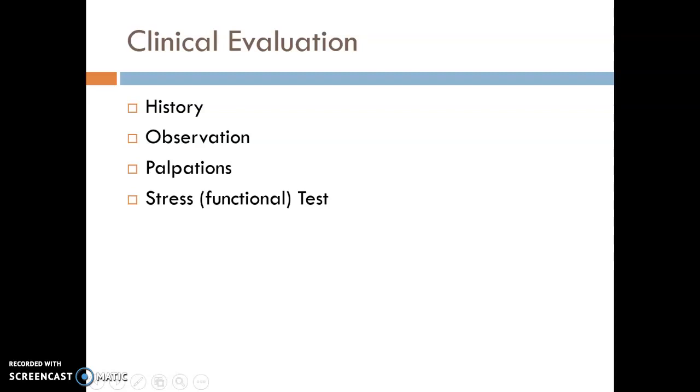Okay, so we are going to start with how to perform a clinical evaluation. There are a few acronyms that we use. This first one here, called HOPS, is how we are going to be performing that evaluation. That stands for history, observation, palpations, and stress or special testing.